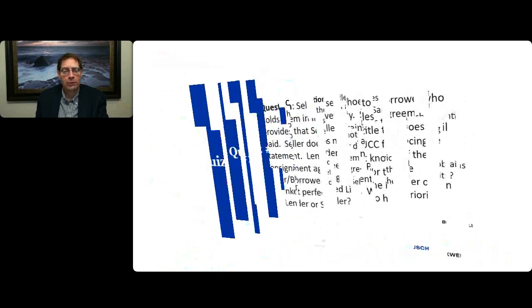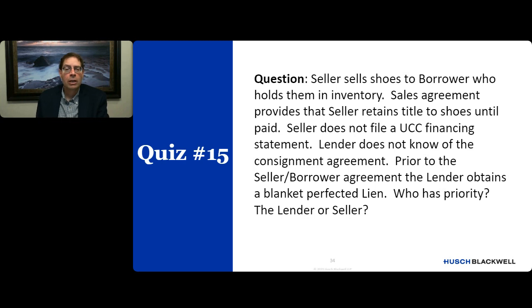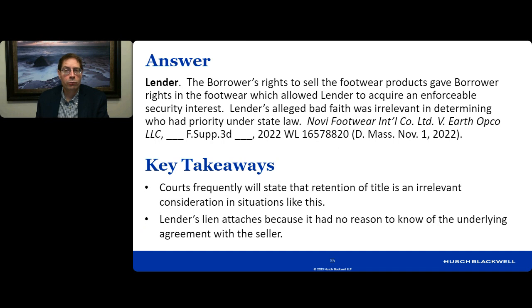Here's a related case. This comes out of Massachusetts. You have a borrower, a seller sells inventory, sells shoes to the borrower. They're held in inventory. The seller purports to hold title to the shoes until paid. There's no UCC filed. Lender doesn't know about this arrangement. The lender has a blanket perfected lien. Who has priority? You can probably guess it on this one. The lender wins this situation because, you know, you're a shoe sales place. You're not known to be selling stuff on consignment as a general matter.